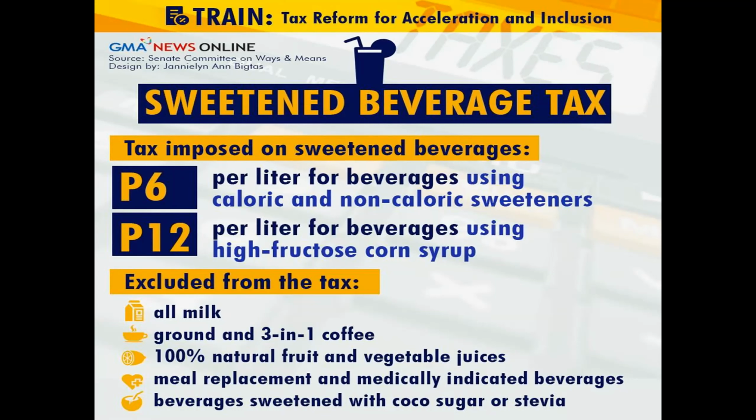What was excluded from the tax was all sorts of milk. So even chocolate milk like Milo, if there was added sugar, that was excluded. Coffees were excluded. Fruit and vegetable juices were all excluded. So basically all the substitutes for sugar-sweetened beverages were excluded. Interestingly, in the Philippines, milk for children was excluded and beer for the adults was excluded from this tax.